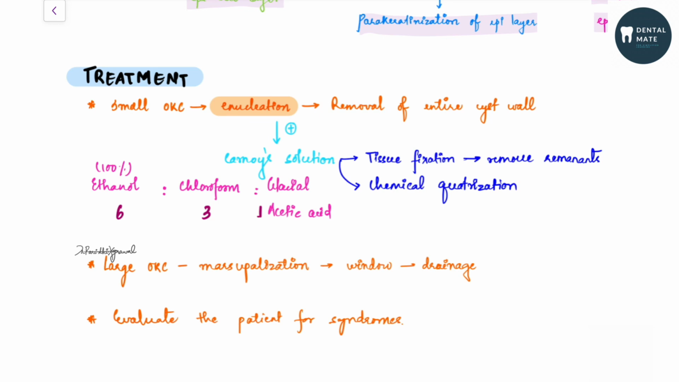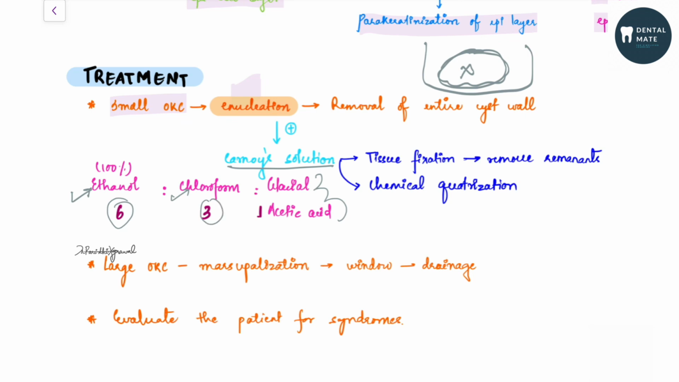Next, moving over to the last part, which is the treatment of OKC. It depends on the size of OKC. If it is small, then enucleation is preferred. With enucleation, we mean that if this is a small cyst in the jaw, we will remove the entire cystic wall and wash out the cystic cavity with Carnoy's solution. Now, what is Carnoy's solution? It is a combination of 100% ethanol, chloroform, and glacial acetic acid in a ratio of 6:3:1. This helps in tissue fixation, removal of remnants, and it is also a method of chemical cauterization.